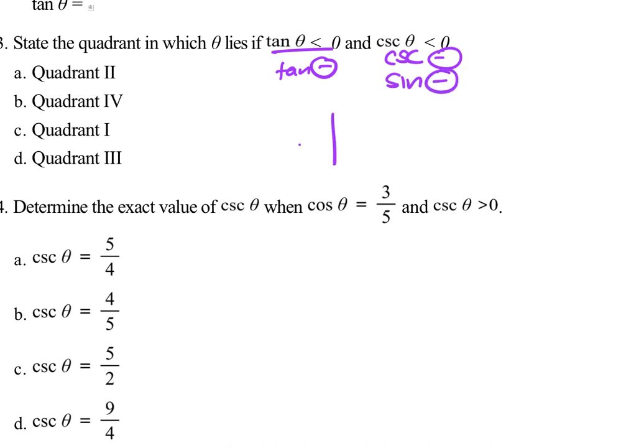So this is where your All Students Take Calculus comes into play. First, look at the tangent being negative. Tangent is negative in the second and the fourth quadrant. And then you also need sine to be negative. Sine is negative in the third and the fourth quadrant. So the only place where they both happen is the fourth quadrant.